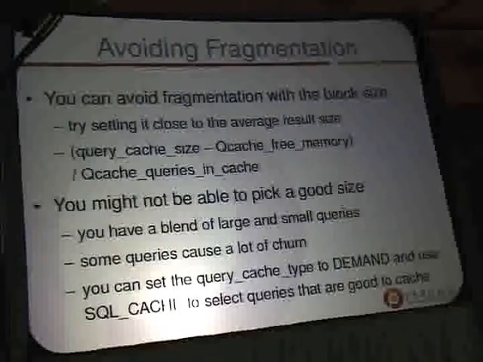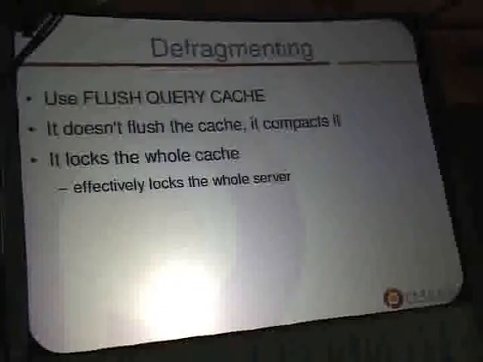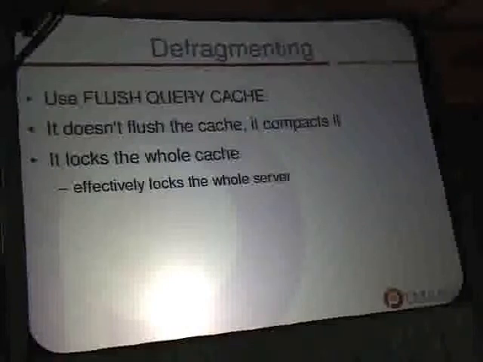One other interesting hint, if you have a mixture of queries of various sizes and you can't pick a single block size, a single query cache min res unit that serves them all well, you can actually set the server's query cache type to demand, which means only cache this if I ask you, please. And then you can specifically select which queries you want to be cached. For defragmenting, there is no defragment cache command, but that's what flush query cache does.